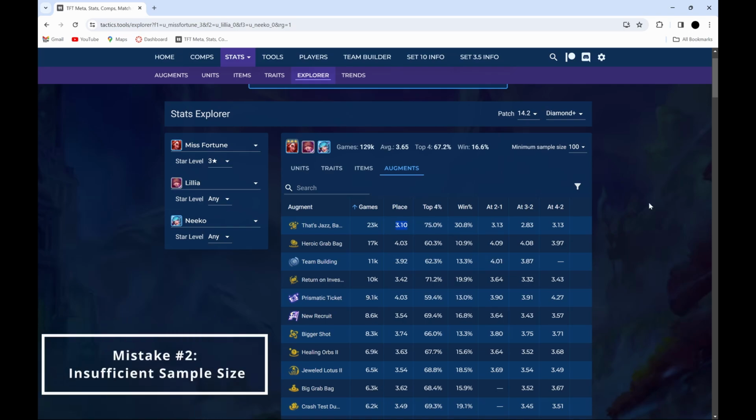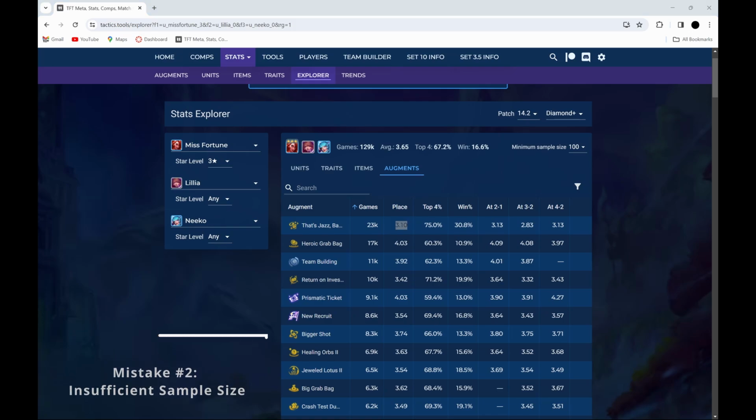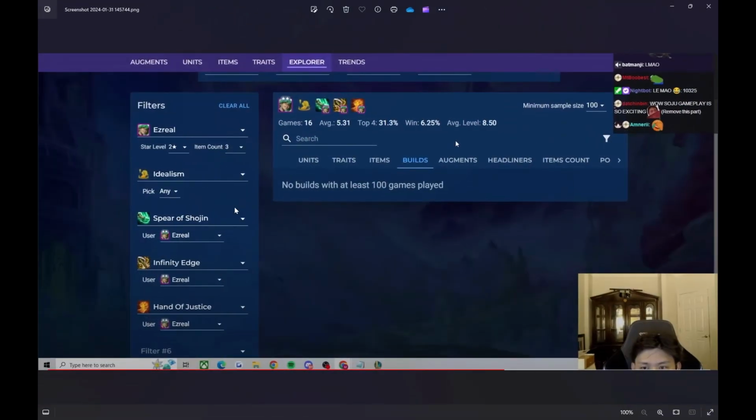Alright, so the second mistake that I wanted to talk about today is when we draw from datasets that are too small to accurately support any conclusions. To illustrate this, I have an example from Soju's stream. Soju is trying to determine how strong his chosen Infinity Edge Hand of Justice Idealism Ezreal 2 is going to be. We can see that its average is 5.31 with a 16 game sample size. Obviously, I don't think Soju was being completely serious here. She's kind of just joking around with chat.